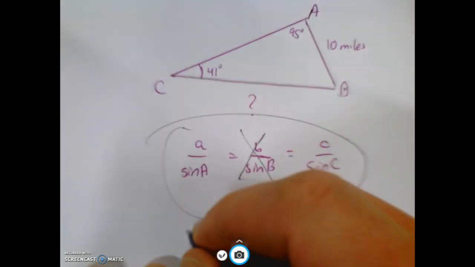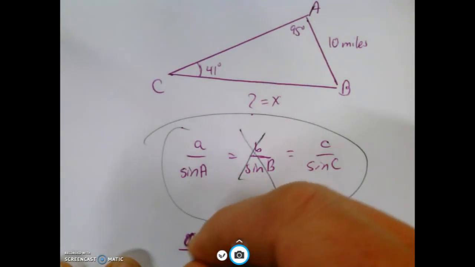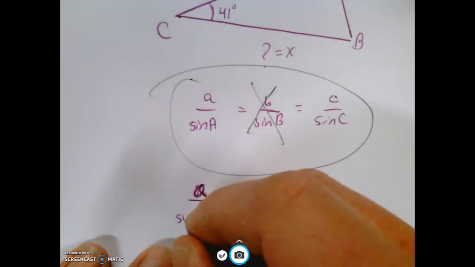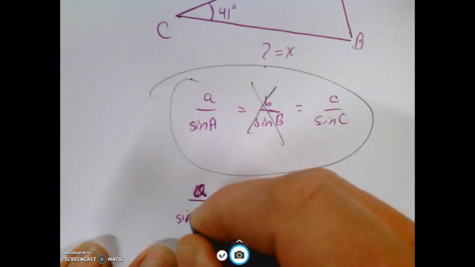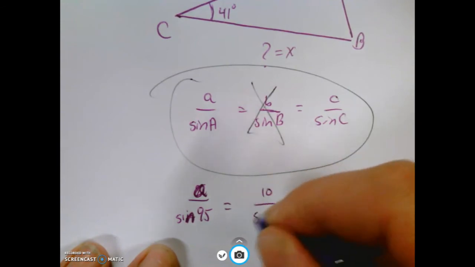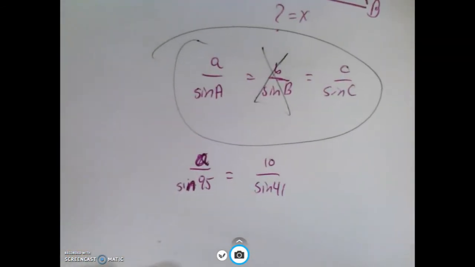We know little a is, oh, we don't know. We'll call it x. Or actually, why create a new variable? Let's call it little a. There's no reason to call it anything else. Sine of 95 degrees, and then 10 over sine of 41. All right, that looks a little bit sloppy, I apologize.